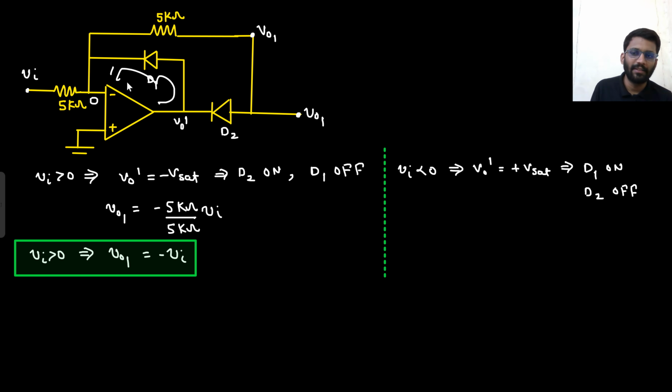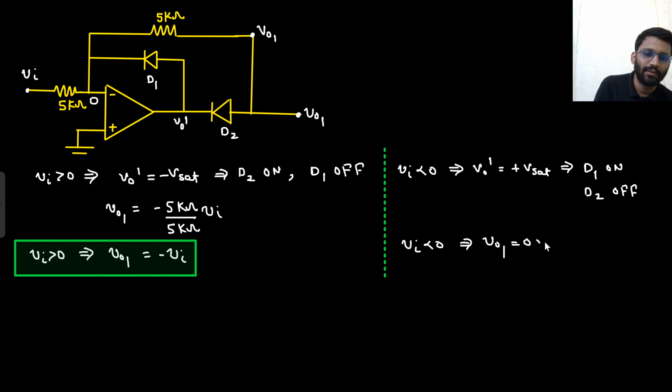Then certainly this feedback is present. If this feedback is present, virtual short is valid. If virtual short is valid, this 0 will be carried here. Now this node is open-ended, so it is driving 0 ampere current. And if it is driving 0 ampere current, then simply V01 will be equal to 0 volt only, because this 0 will be traveling here. Well and good. So if Vin is less than 0, then your V01 is equal to 0 volt.